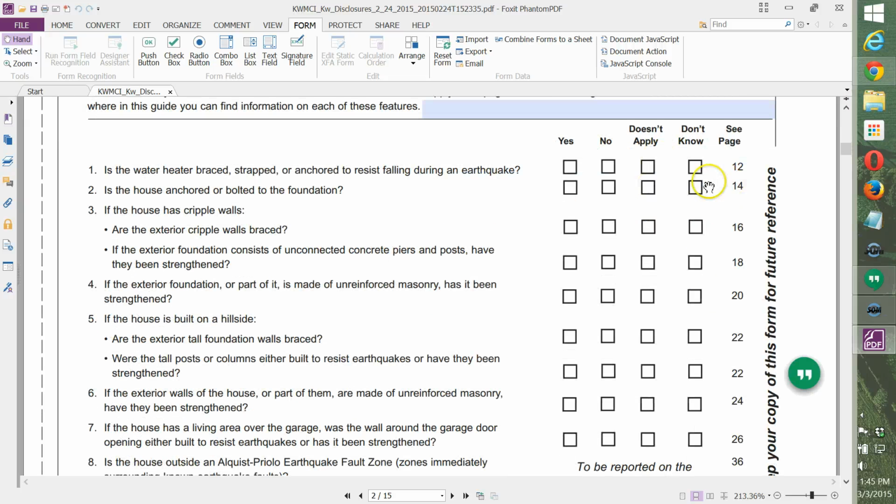And you check, this is why this is a dangerous form. Is the water heater braced and strapped? They probably know that. Is the house anchored or bolted to the foundation? Do you think most homeowners know, yes or no? They have no idea. So they're going to pick, I don't know. Do you understand? The buyer can back out, right?